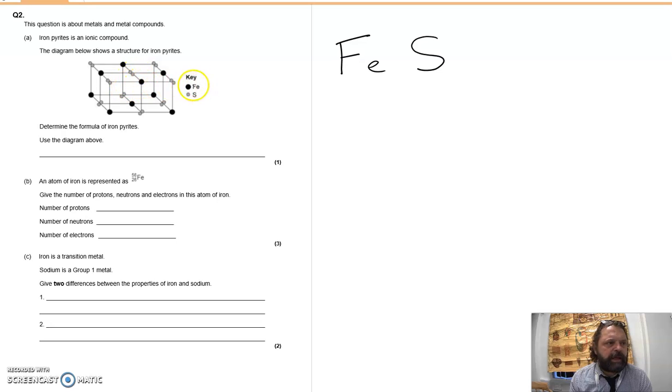I can see from the key that Fe, iron, is the black dots. I've got 1, 2, 3, 4, 5, 6, 7, 8, 9 of those. I've got 9 iron atoms, and I'm going to do the same for the sulfur. Count them: 1, 2, 3, 4, 5, 6, 7, 8, 9, 10, 11, 12, 13, 14, 15, 16, 17, 18. I've got 18 of these.